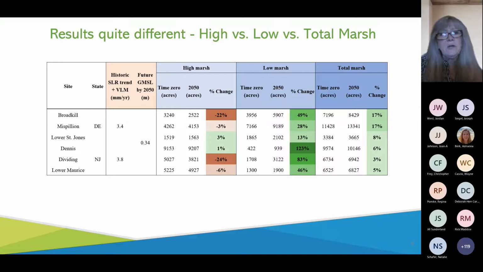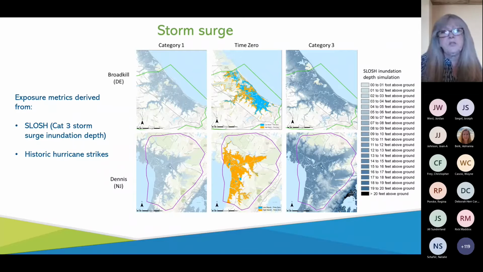One thing that strikes you right away is how different the vulnerability just to the exposure of sea level rise is between high marsh, low marsh, and total marsh. That really brought to us the idea that the way the framework suggests you look very carefully at your management targets at the beginning of structuring a vulnerability assessment is a really important thing to do. Then, as I mentioned, we looked at storm surge both in terms of inundation depth and number of hurricane strikes.